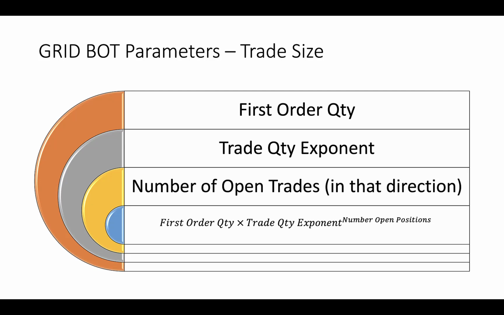So the trade size is based on the first order quantity, the trade quantity exponent, and the number of open trades in that particular direction. And on screen here, we've got the formula. So it's the first order quantity multiplied by the trade quantity exponent to the power of the number of open positions. As I say, don't worry about the maths behind it. If you just remember that these parameters are all linked, that's fine, and that's the important bit.